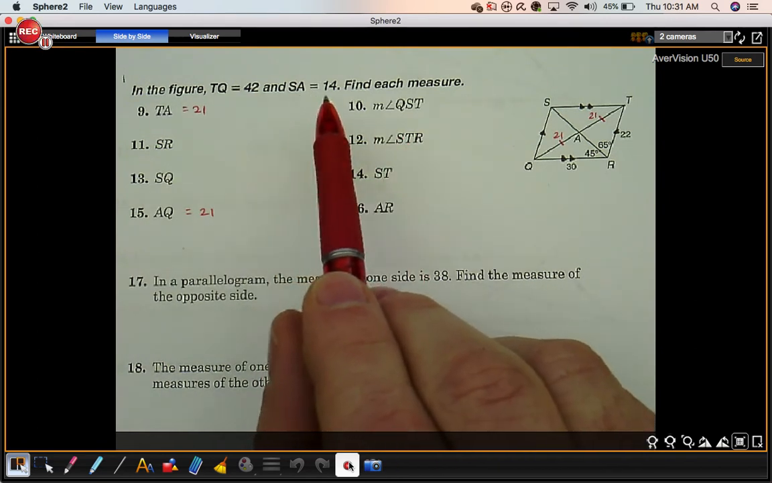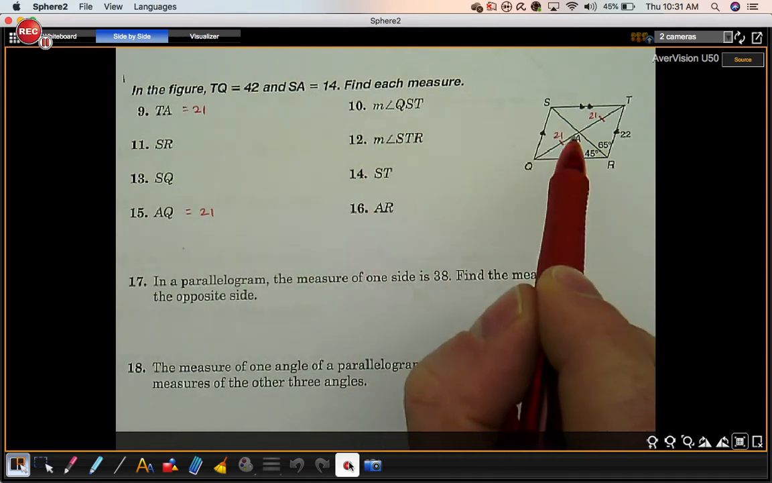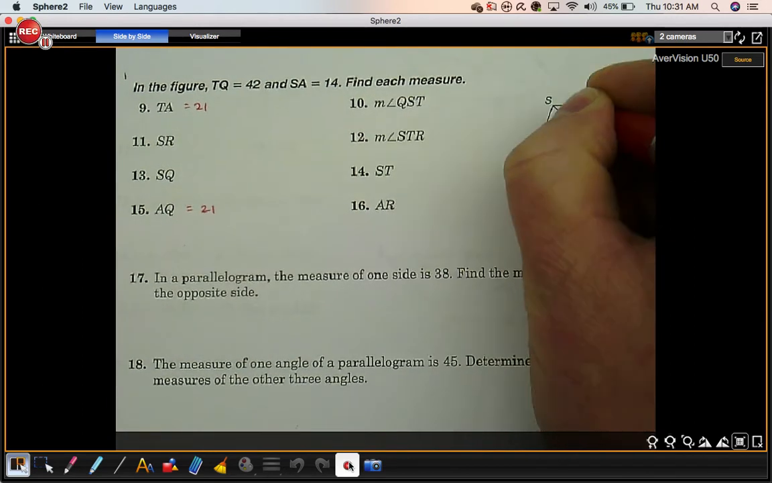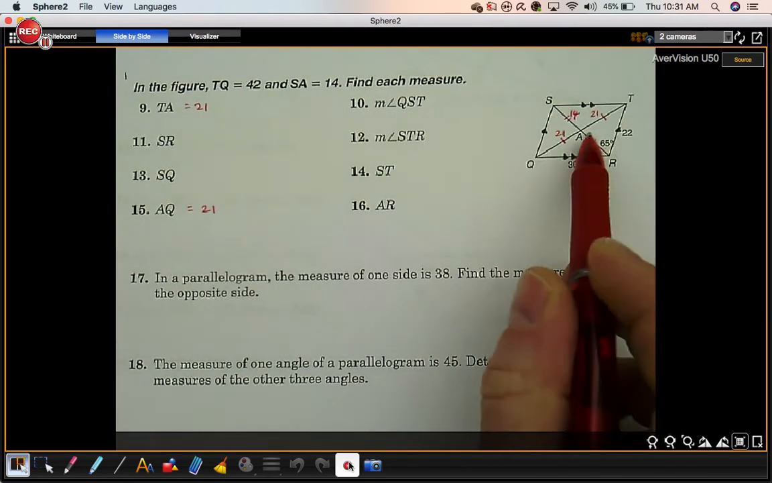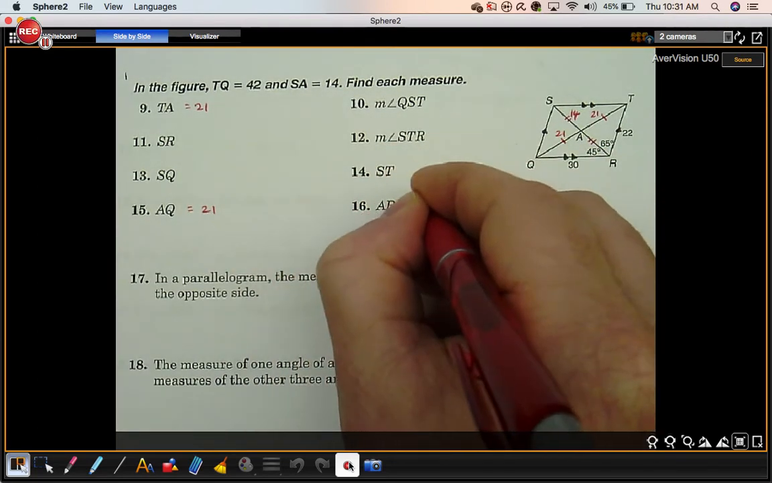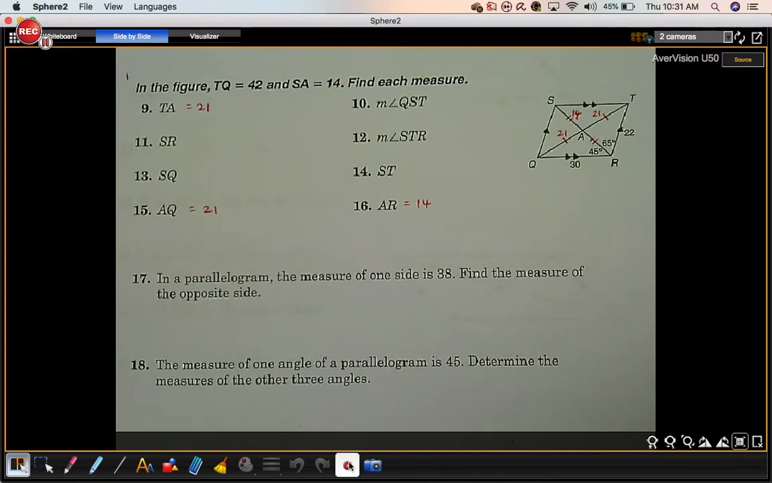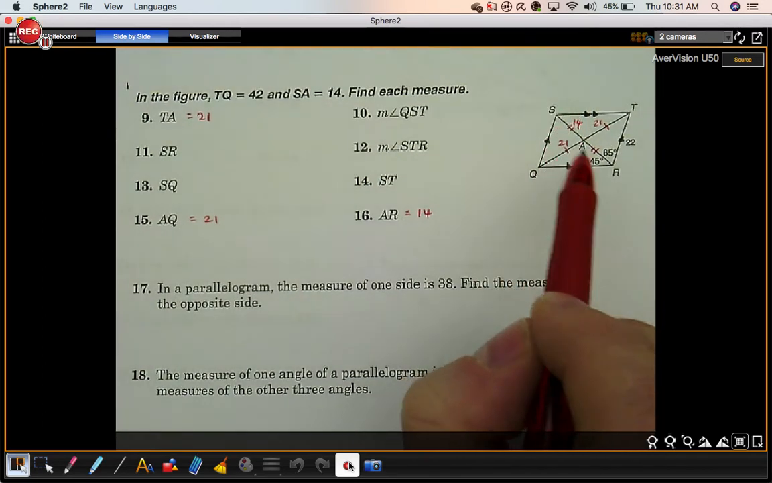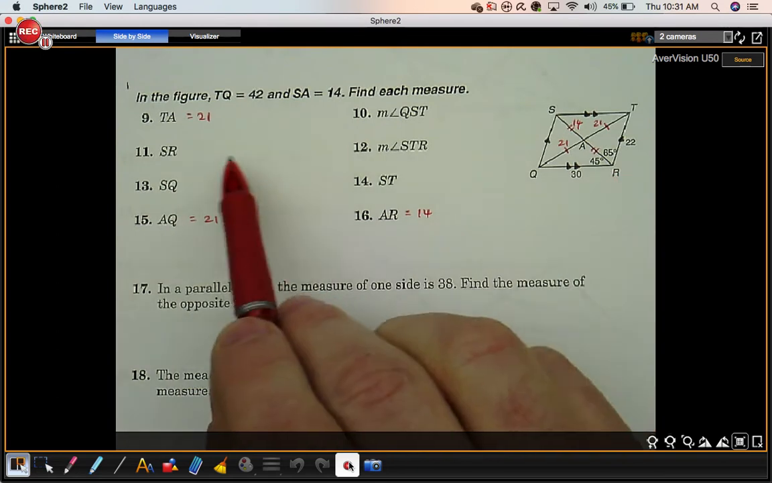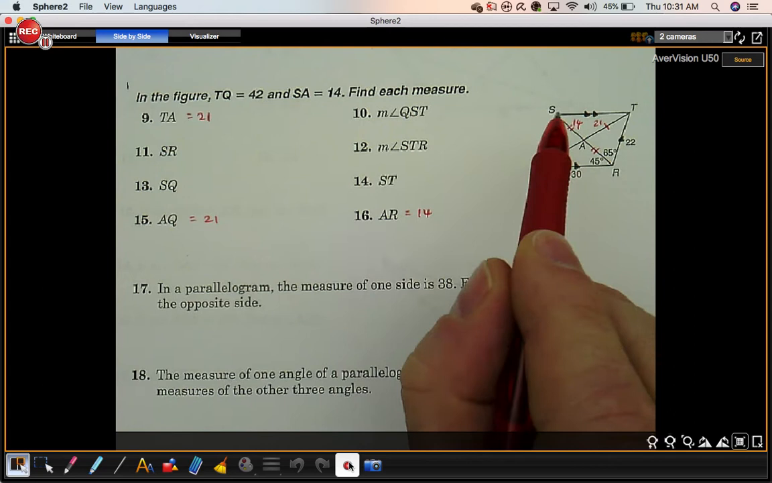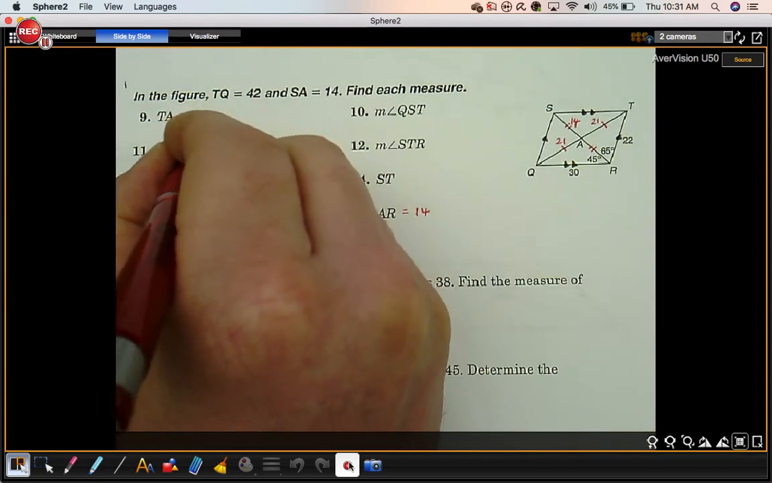Also, S to A is 14, so this piece is 14. Diagonals bisect each other. So if that's 14, A to R is also going to be 14. And I'm not going to put that on the picture, otherwise it's going to get too crowded. They might also ask you how far it is from S to R. If this is 14 and this is 14, you know the whole thing is 28.